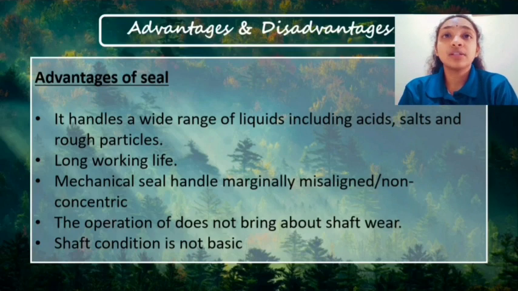Advantages and disadvantages of seal. So advantages of seal is handle a wide range of liquids such as acid, salts, and also rough particles, and it's also long working life. Mechanical seal handle marginally misaligned and also non-concentric. So the operation does not bring out the shaft wear and the shaft condition is not critical.